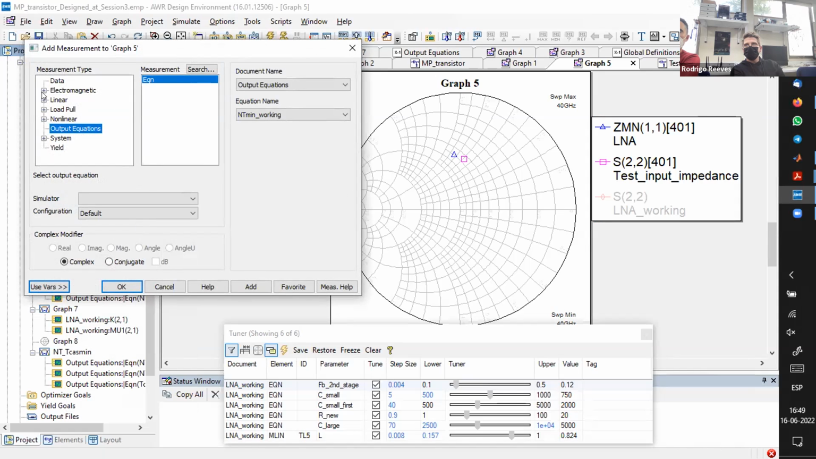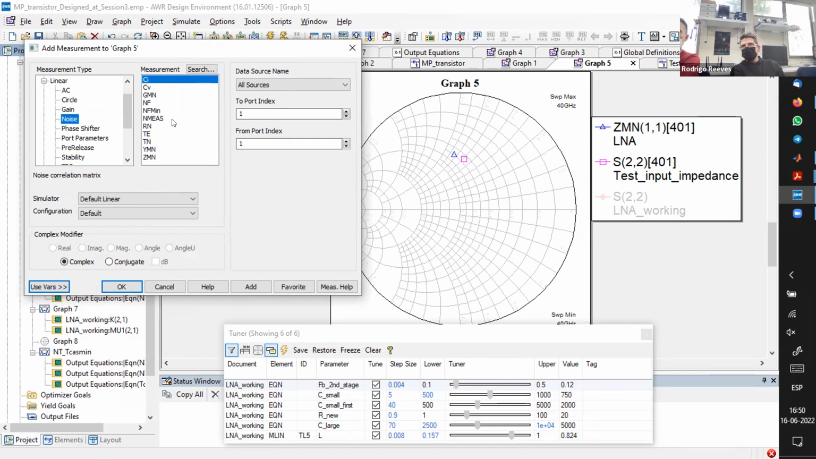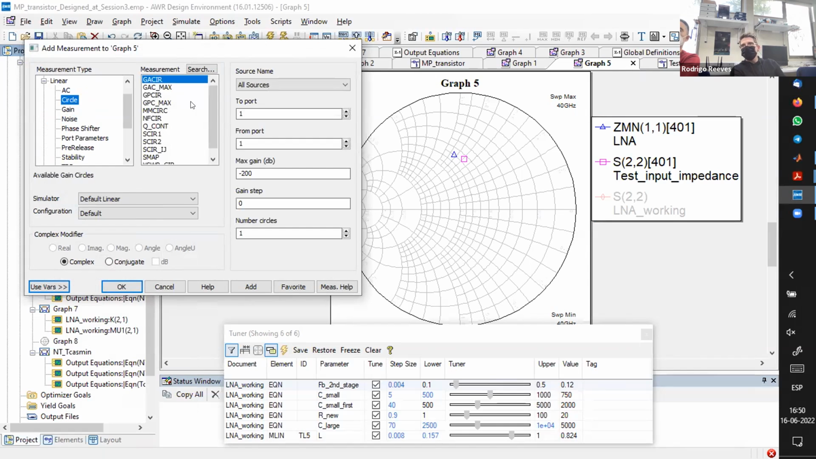So we go to the noise, right? That is linear and noise. We have the circle. There are indeed circles. Noise figure circle. Okay, this is gain. Gain, yeah, that we want. And we have number of circles from port to port. And we want one first. I mean, put 3 circles.